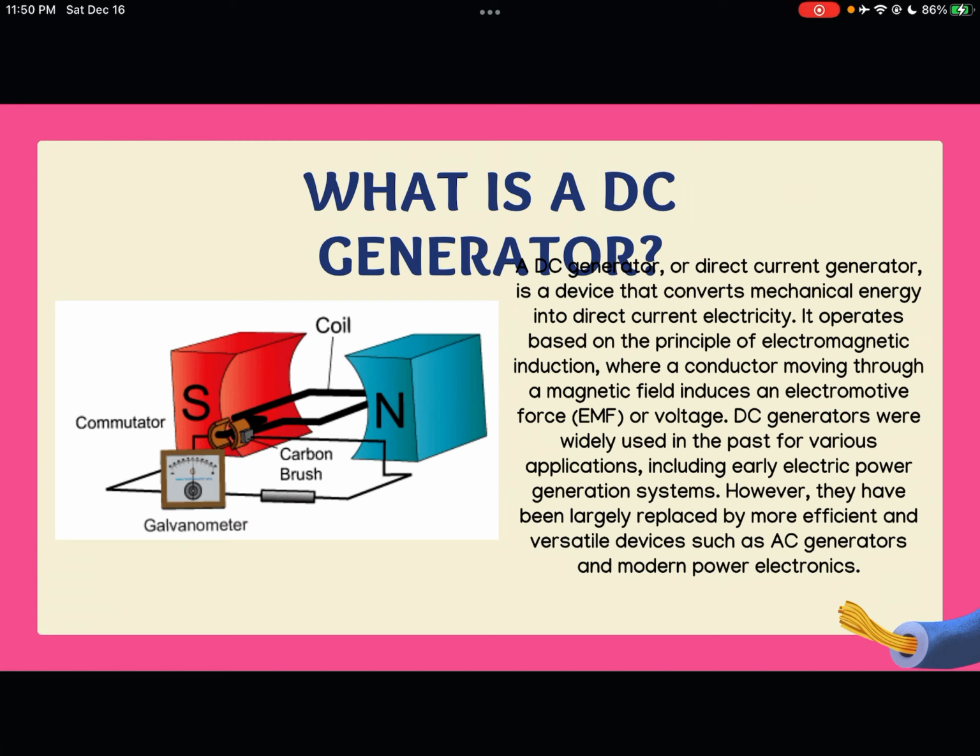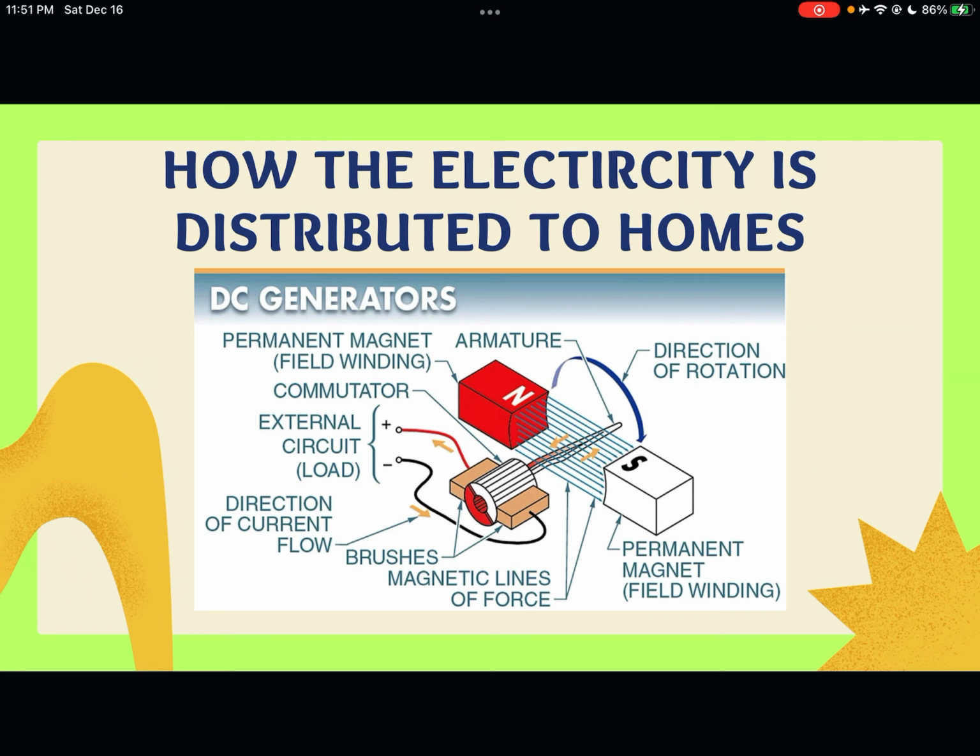Let's continue reading this. DC generators were widely used in the past for various applications, including early electric power generating systems. However, they have been largely replaced by more efficient and versatile devices such as AC generators. This is why countries around the world use AC generators instead of DC generators. How is the electricity distributed out to your home?